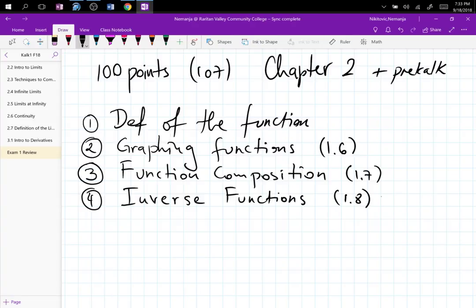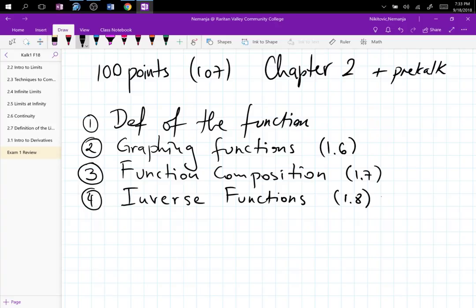So definition of the function. So this is your pre-calc stuff. It's all chapter 1 in your pre-calculus book. We are using Blitzer, right? The book, it doesn't matter which edition you pick up. Edition 2, 3, 4, 5, 6, whatever, how far they went. All of those books are available in these locations. So you can go and review some of the stuff that you might have missed.